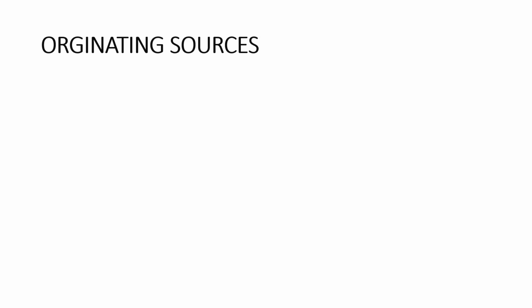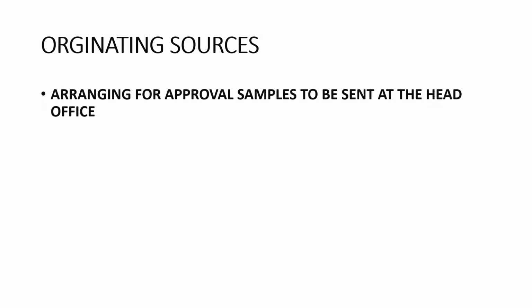Now, in what other ways can this be done? Can you imagine, students, what other originating sources there will be apart from this mere discussion with the factories by the buyer? Is there any other way to do this? Yes, there are some other ways also. By arranging for approval samples to be sent to the head office. So approval samples are created on the spot itself and sent for approval to the head office.